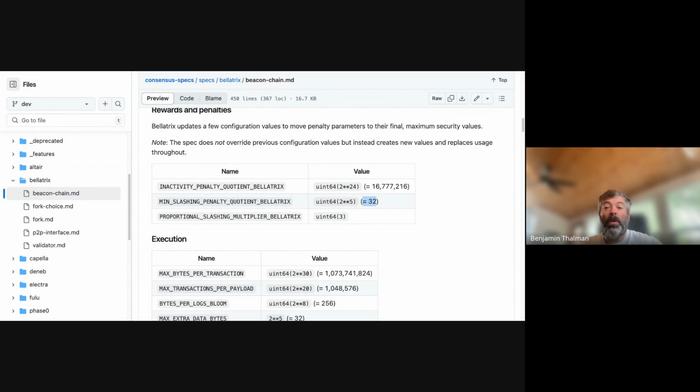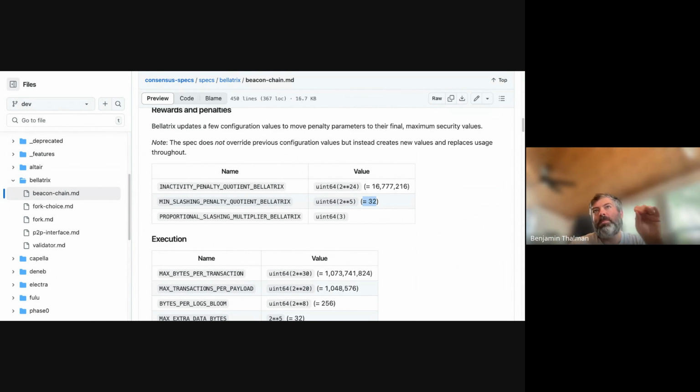That's 32. So phase 0, the launch of Beacon Chain, 128. In other words, a quarter of an ETH penalty for a 32 ETH balanced validator. 64 in Altair. So half an ETH for a 32 ETH validator. And now with Bellatrix, 32. So 32 divided by 32 is 1 ETH penalty. So you can see how it went from a quarter of an ETH, half an ETH to a full ETH with the various upgrades that happened.